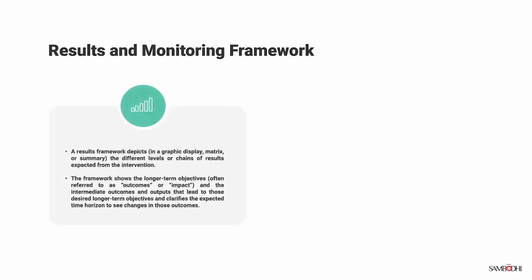It's time to discuss results and monitoring framework in detail. A results framework depicts the different levels or chains of results expected from the intervention in a graphic display. The framework shows the long-term objectives, intermediate outcomes, and outputs that lead to those desired longer-term objectives and clarifies the expected time horizon to see changes in those outcomes.